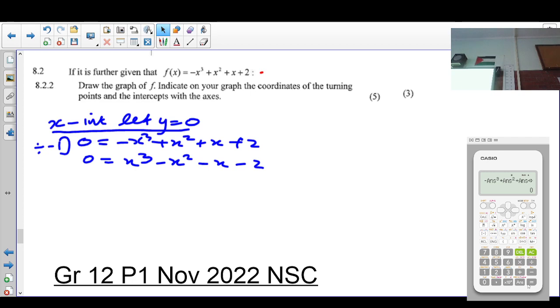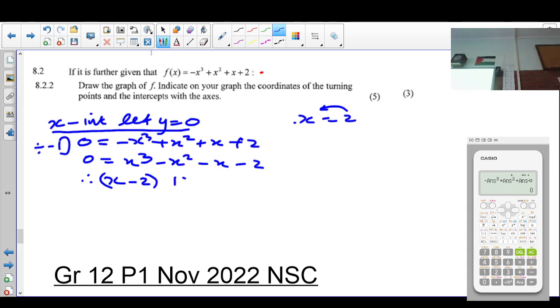So what does that mean to say? Therefore, x minus 2, if x is equal to 2, take it over the equal sign, x minus 2 is a factor. So you've got 0 is equal to x minus 2. Now x times what is x cubed? x squared. Negative 2 times what is negative 2? Plus 1.